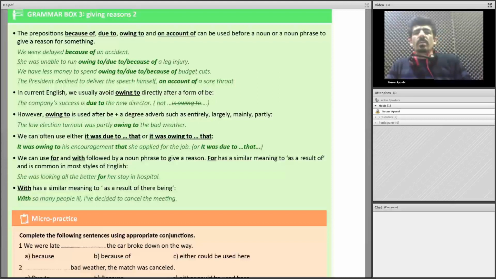They all can also mean as a result of. For example, we were delayed as a result of an accident. She was unable to run as a result of a leg injury, and so on.